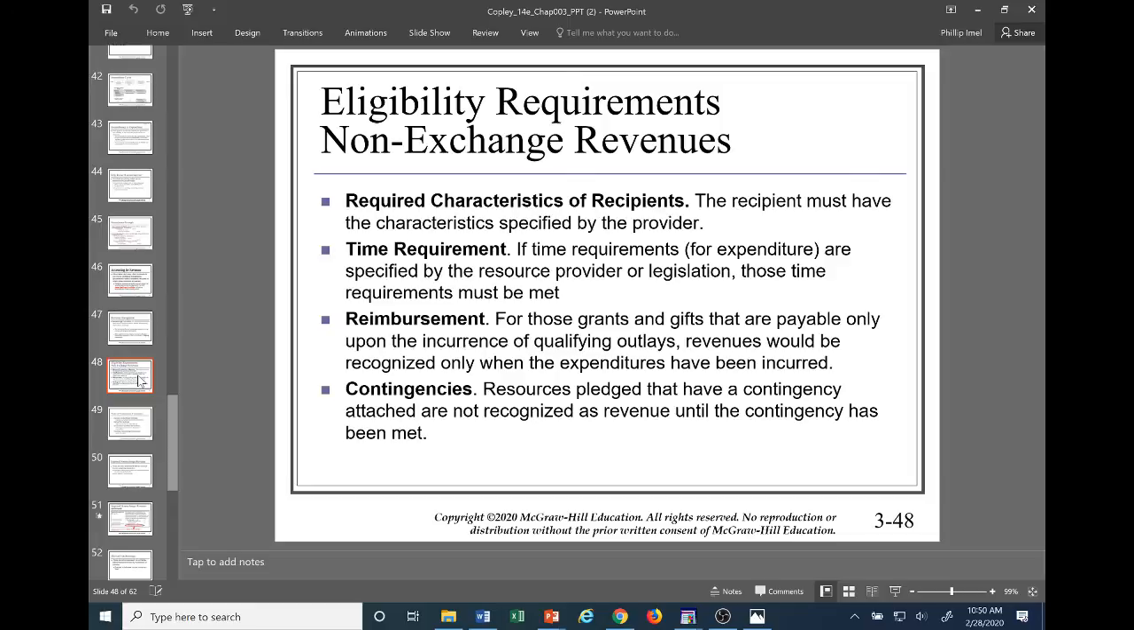Then the contingencies, resources pledged with a contingency. This is where I say, okay, I'm going to donate $100,000 for the renovation of all the parking lots here if you all can raise $100,000. So once you raise $100,000, holler at me and I'll give you the other 100. So that's what the contingencies are. That's what it means with the non-exchange revenues and the eligibility requirements. You have to meet those eligibilities, and that affects how we account for the transaction.